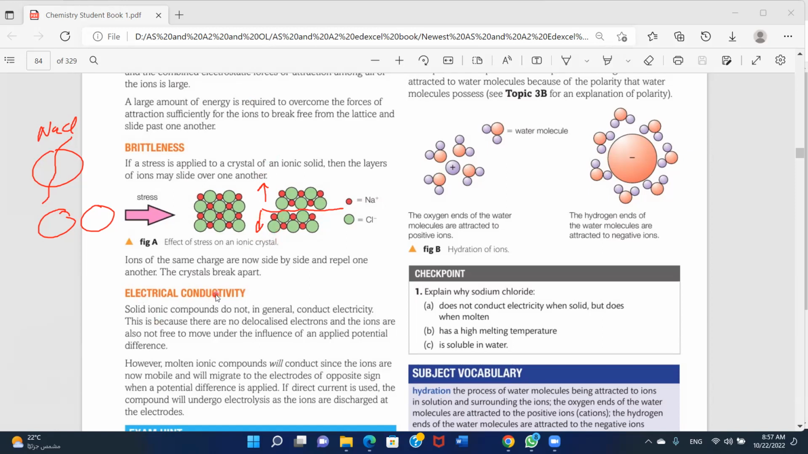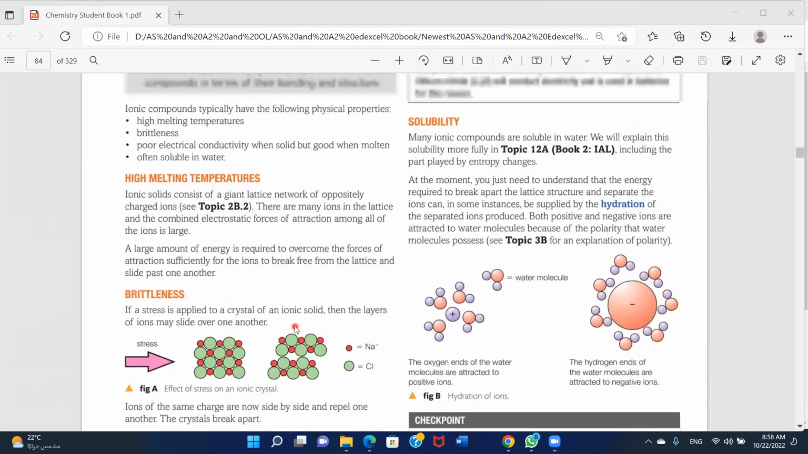There is also electrical conductivity, as we know from O level. Ionic compounds in the solid state do not conduct electricity because there are no moving ions. But when they are in the molten or aqueous state, they can conduct electricity because now they have moving positive and negative ions. For electrical conductivity to take place, there must be moving ions or moving electrons. In the solid state, ionic compounds do not have any moving ions. But in the molten or aqueous state, they have moving ions.